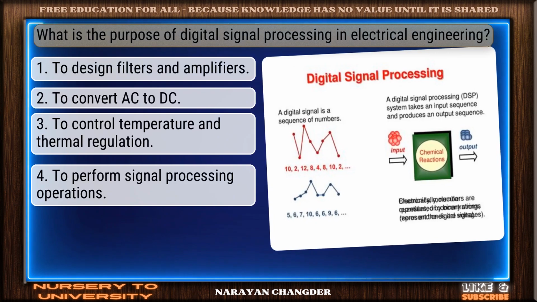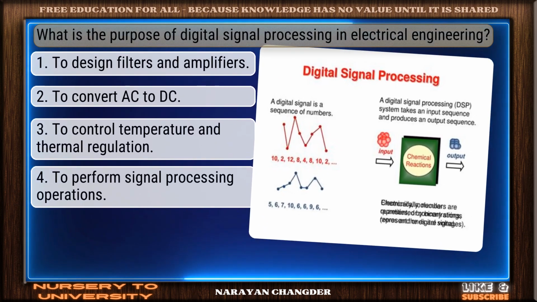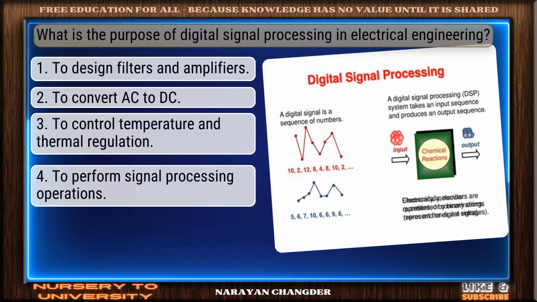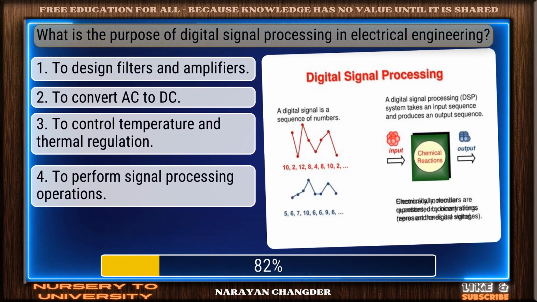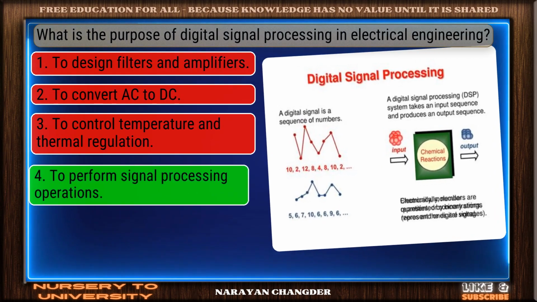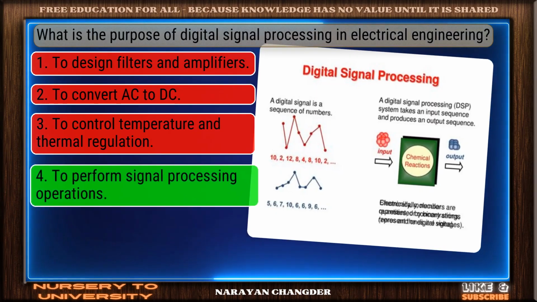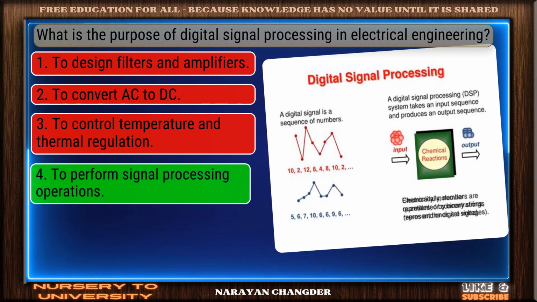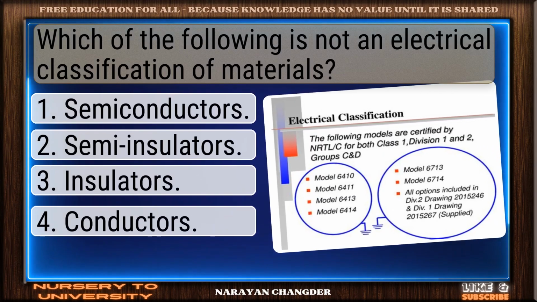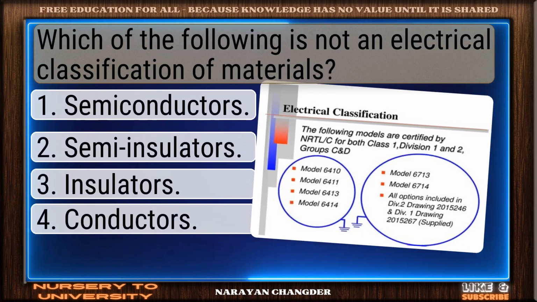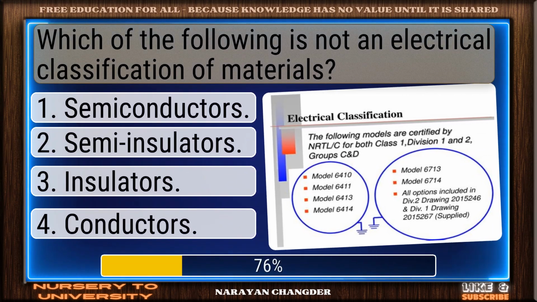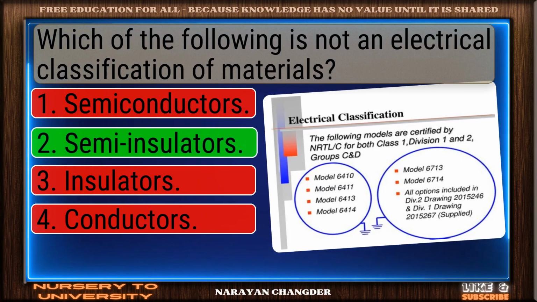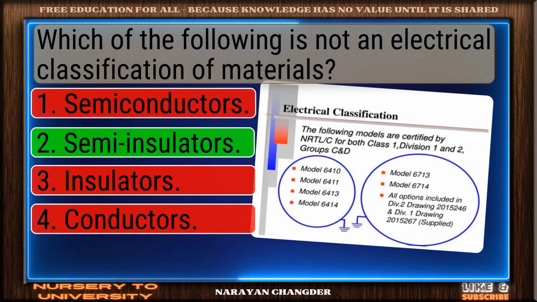What is the purpose of digital signal processing in electrical engineering? Nicely done. To perform signal processing operations is a solid answer. Which of the following is not an electrical classification of materials? Correct. Semi-insulators is the right answer.